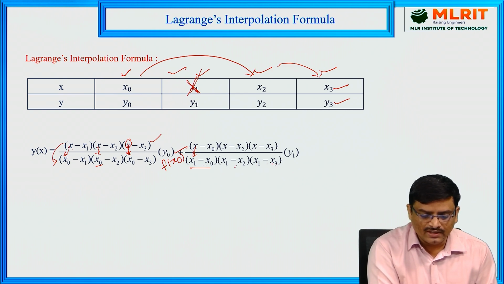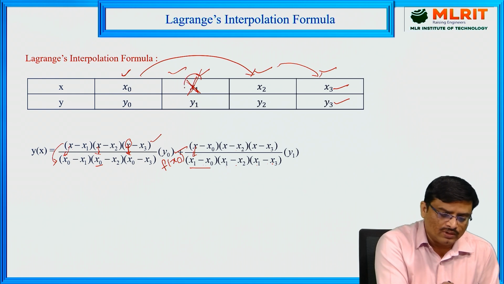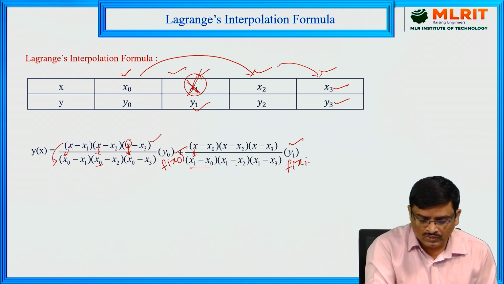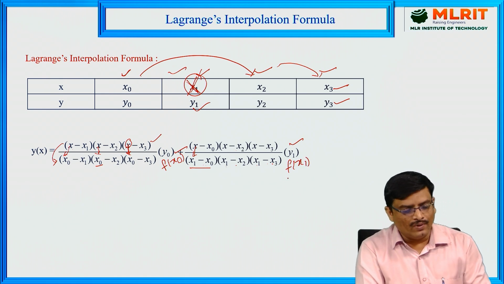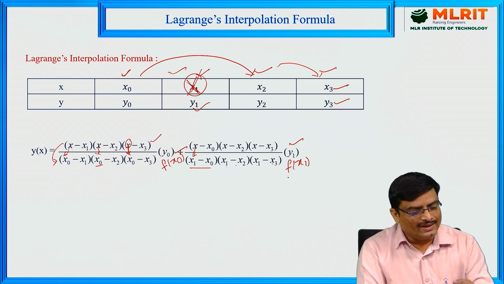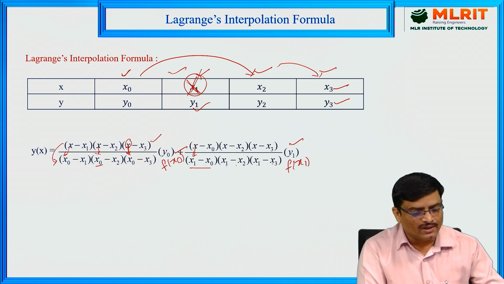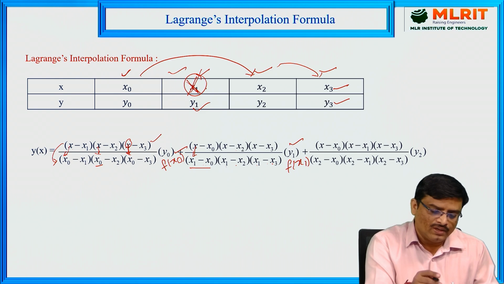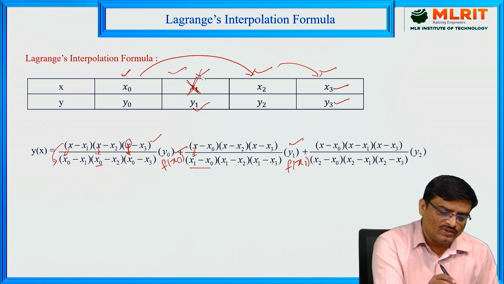So after taking this denominator, take the corresponding y value for x equal to x1. Now you consider this y1 value and multiply this y1 here, or we can represent this value as f of x1. So like this, each time by neglecting one value of x, we will get the corresponding terms here. And similarly here, I have neglected, now I have considered this x0, x1 value here.